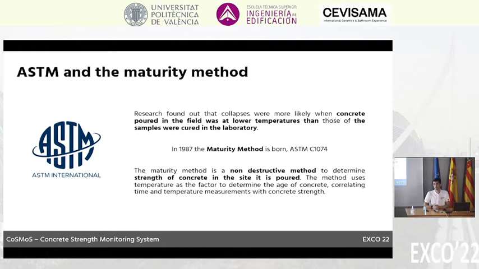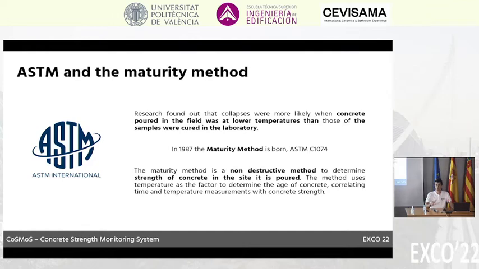But concrete strength, the interesting thing about this is, as it is non-destructive, we can do it in the field. We can do it in the real elements. And basically, it relates concrete temperatures during curing with the strength that the concrete is going to have. So basically, this method is really useful, really easy to understand and put into practice.